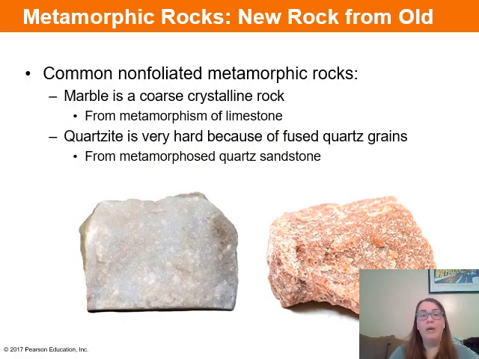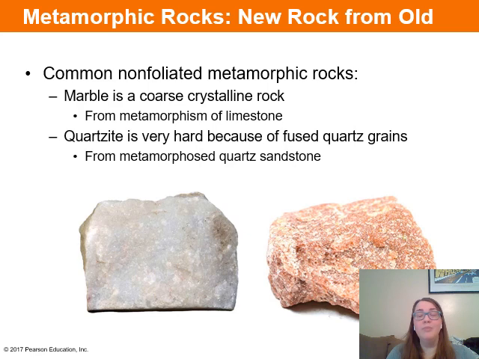But not all metamorphic rocks are foliated. Again, with just a little bit of heat and pressure, we're going to form those non-foliated metamorphic rocks first. And here we're only going to focus on two of them, marble and quartzite. So both of these look very similar to one another. They're very coarse, and you can't really see the individual minerals inside of them. But they form from very different parent rocks.